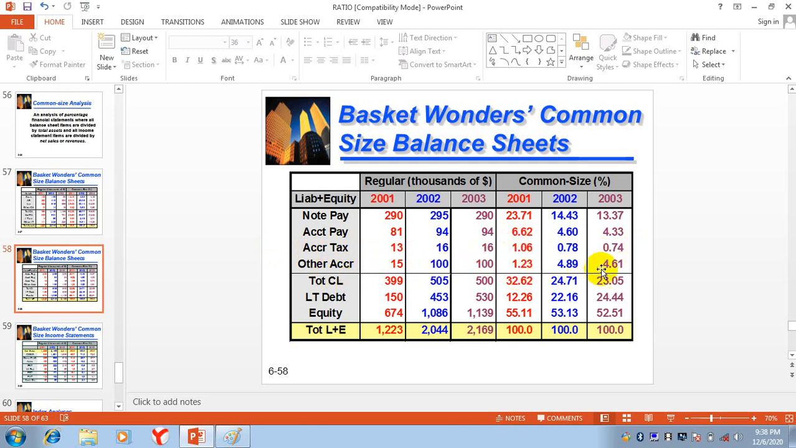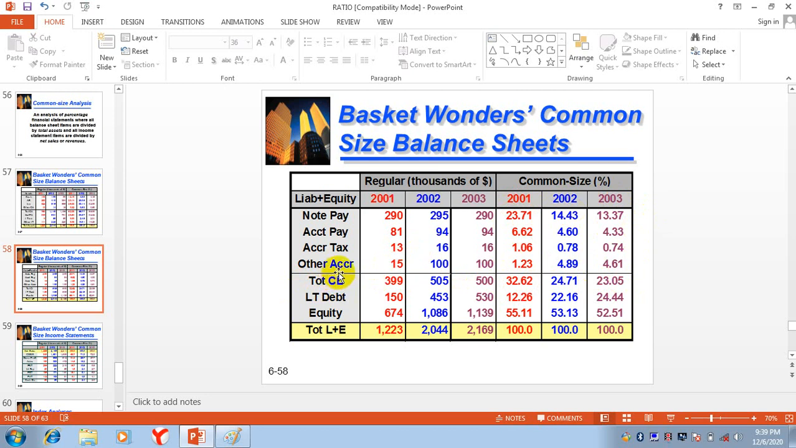Other accrued liabilities are increasing. In other accrued there are salaries payable and bills payable, different types of bills payable. These are also increasing, so you can say there are some other accrued liabilities which are increasing, which is not a good point. Total current liability is coming down, and it is because of notes payable.